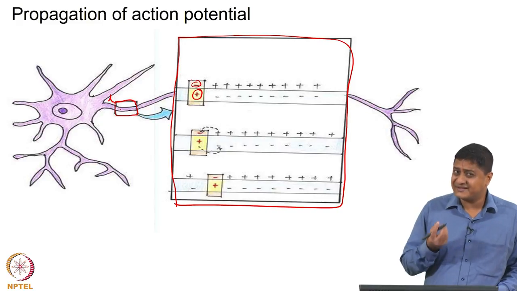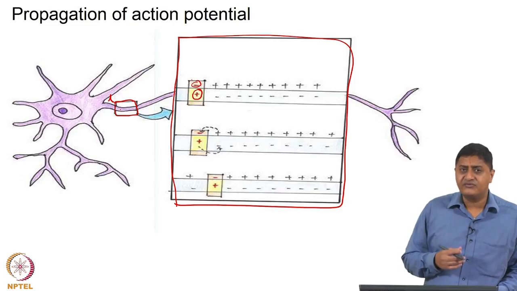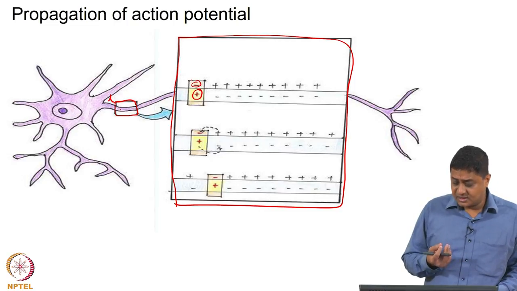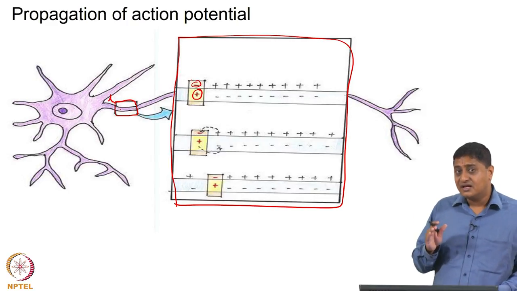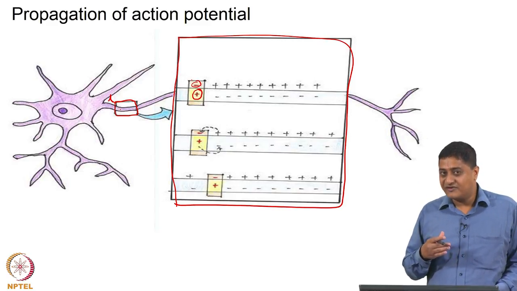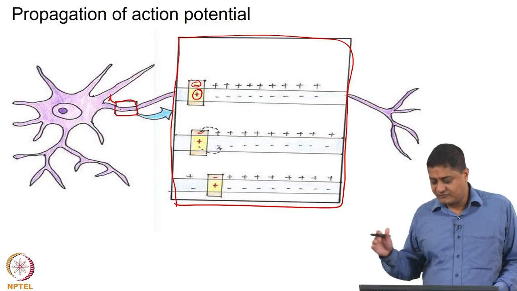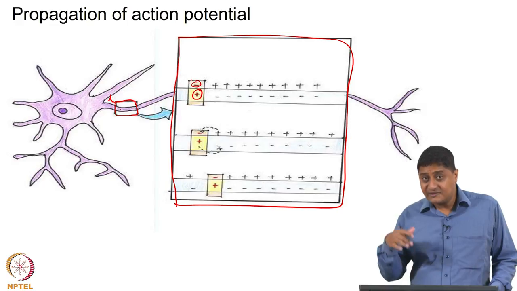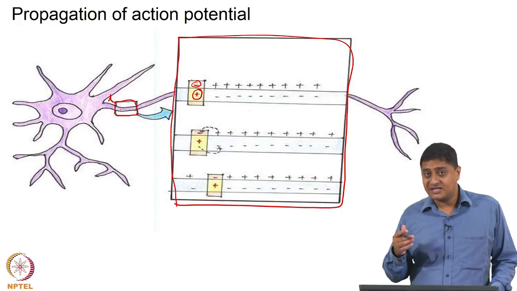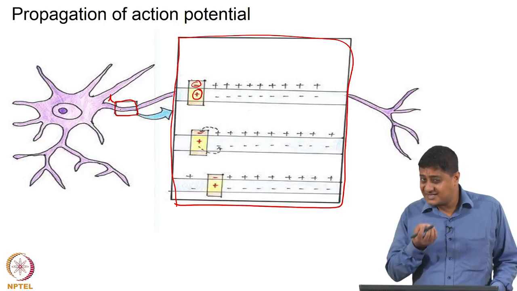Let us remember that this is a transient event. This is going to go back to inside negative very soon. Why? Because of the restorative mechanisms that we have discussed earlier, and also because the sodium conductance does not remain high for a long period. It remains high for a very brief period and then becomes zero or very small, and then the potassium conductance increases and remains high for a relatively long period. This is what we saw. Because of this reason, this is a transient phenomenon.